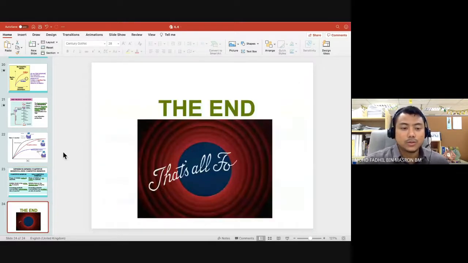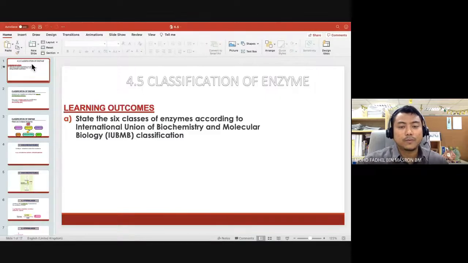So we will continue sikit lagi for 2.5. This one is, I think, pretty much very easy. It is just about classification of enzyme. Macam mana kita nak kelaskan enzyme. Enzyme ni pun ada kelas dia sendiri, dia ada level dia sendiri. See my level, see my level. So suit yourself at which level.